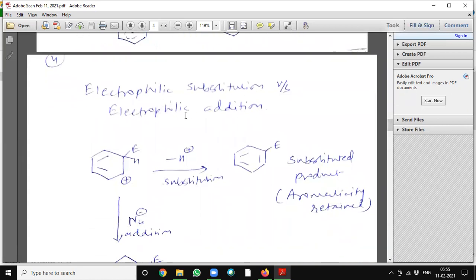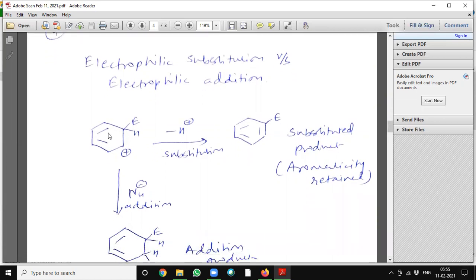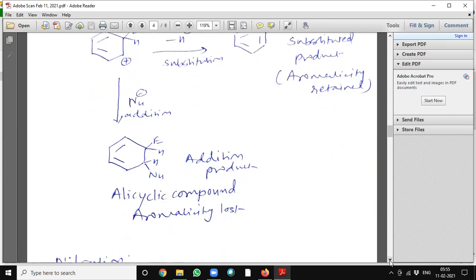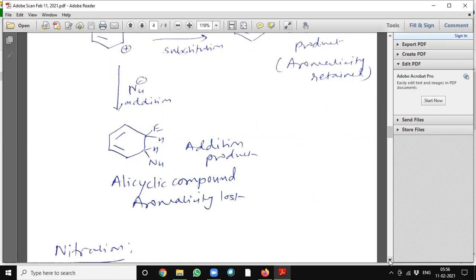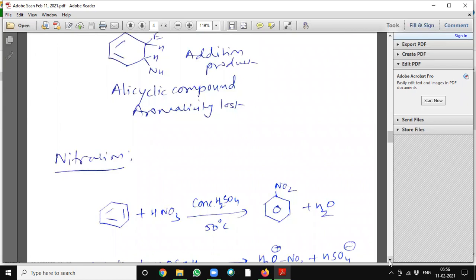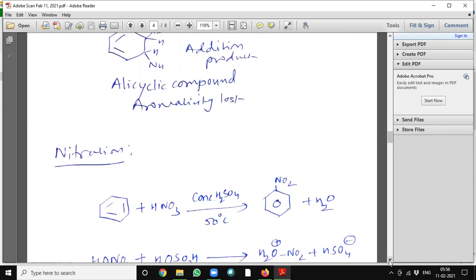Difference between electrophilic substitution and electrophilic addition. When electrophilic substitution occurs, the substituted product maintains the aromaticity of the benzene. When addition reaction occurs, then it will give an alicyclic compound, and here the aromaticity of the ring is lost. So this is the basic difference between the electrophilic substitution and electrophilic addition reaction.